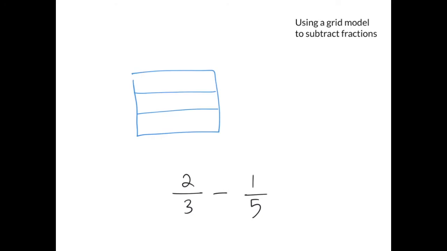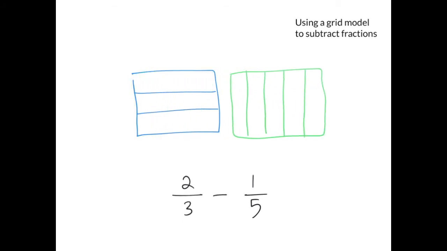Let's use a grid model to subtract 2/3 and 1/5. We're going to make rows and columns to represent a grid for these fractions. Let's make a row of 3 and columns of 5. What we're going to do with this grid, we're going to symbolically lay it over this, so we'll have approximately 15 boxes.